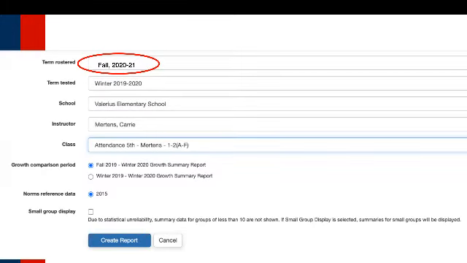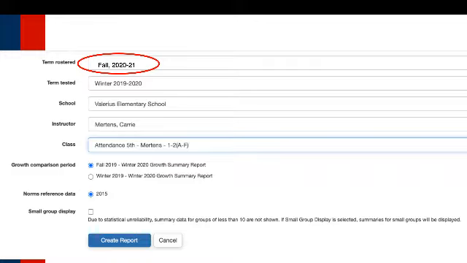To get to the achievement, status, and growth report, once you've clicked on the icon, there are several filters that you're going to want to fill out. The first would be the term rostered filter. You're going to want to make sure that that rostered filter or menu says Fall 2020-2021, because those would be the students that are in your class right now.